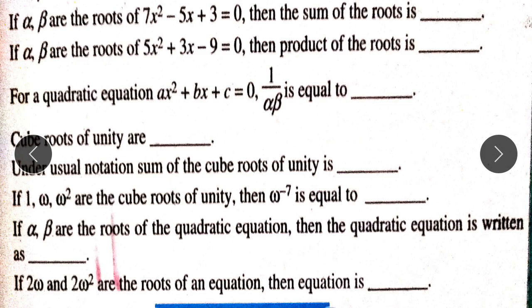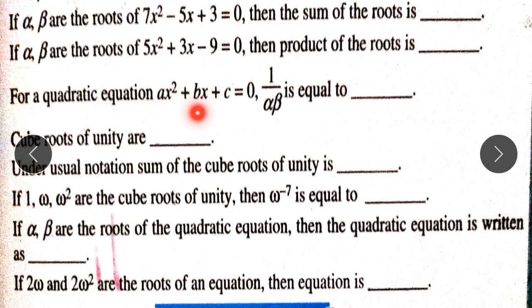Next, if alpha and beta are the roots of the equation, then the sum of the roots is minus b upon a. This is minus b upon a, so minus plus 5 upon 7 will be the sum of the roots. And the product of the roots will be c upon a. So minus 9 and 5, because this is c and this is 5. So minus 9 upon 5 will be the product of the roots.